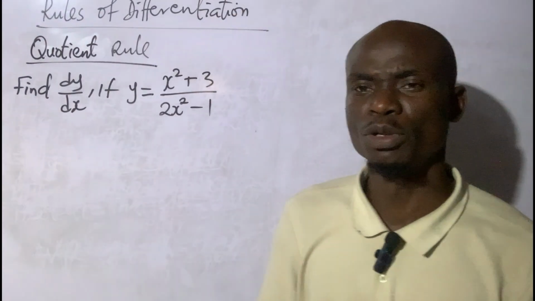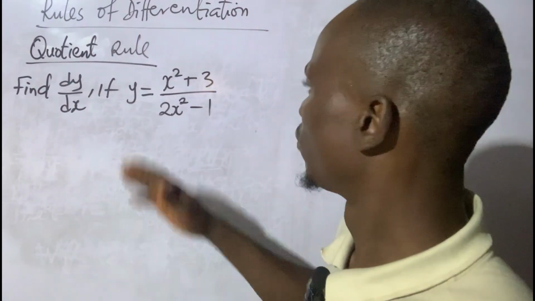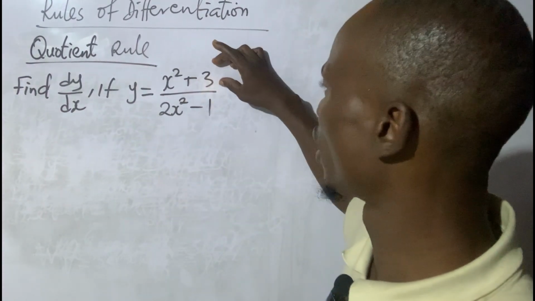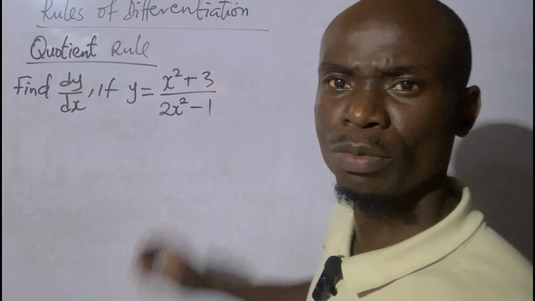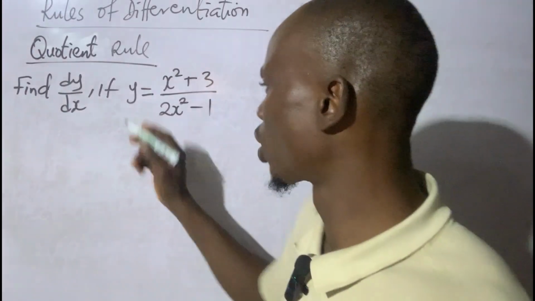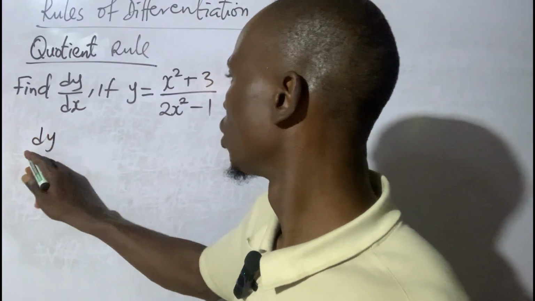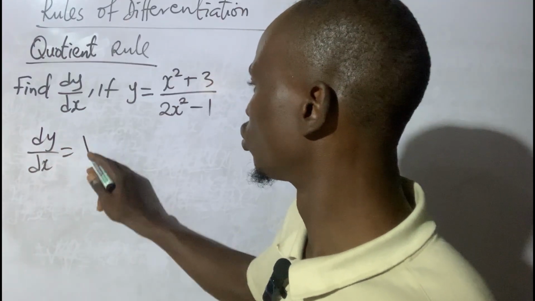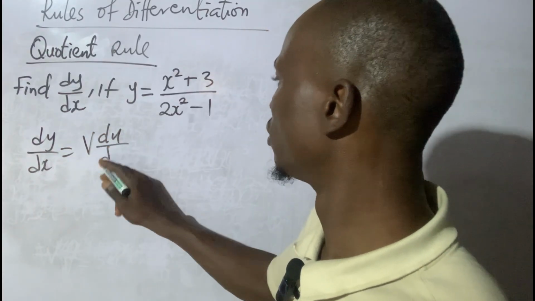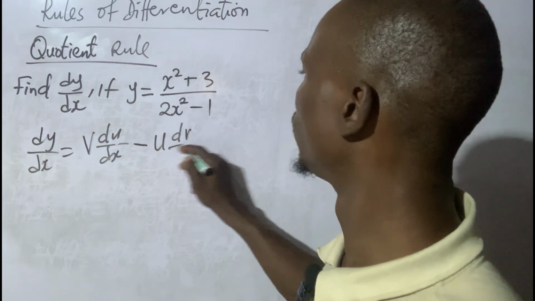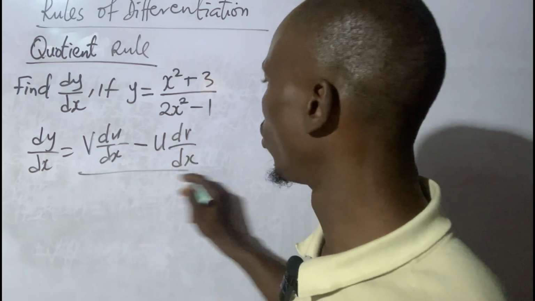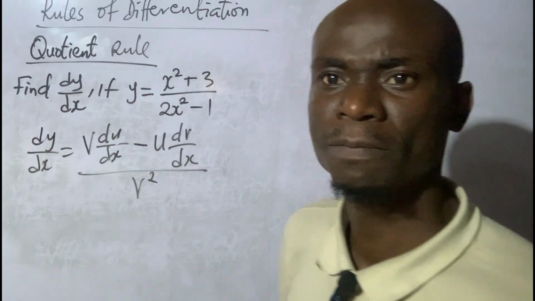The first example we'll be looking at today says, find dy dx if y is equal to x squared plus 3 over 2x squared minus 1. So both are polynomial functions. So we can start by writing our formula. dy over dx is equal to v du over dx minus u dv over dx all over v squared.